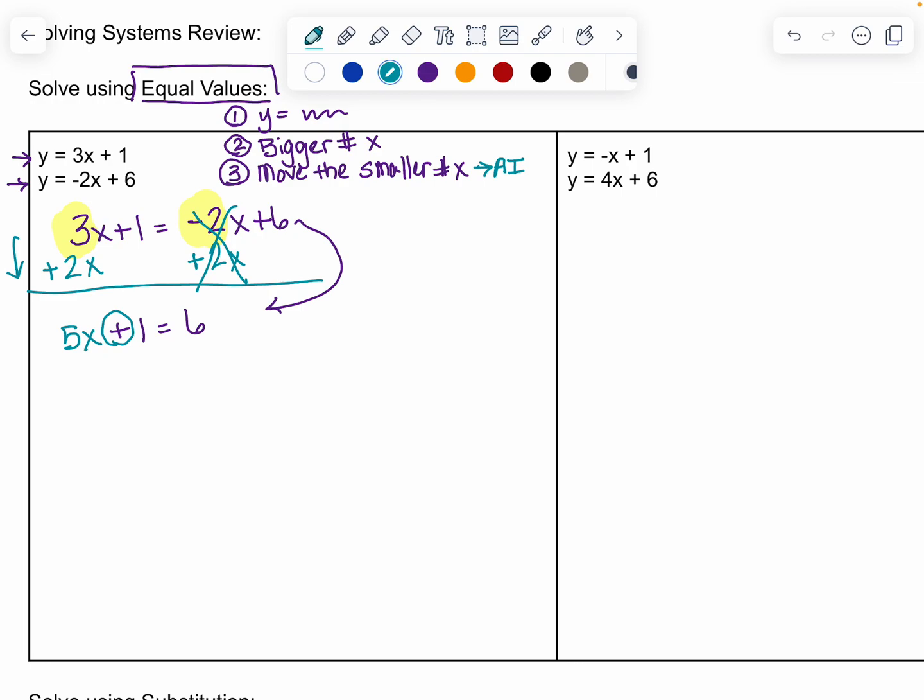I circle the positive, and the inverse of a positive 1 is a negative 1. Whatever you do to one side of the equal sign, you do to the other. These cancel. 6 minus 1 is 5. Bring down the 5x.